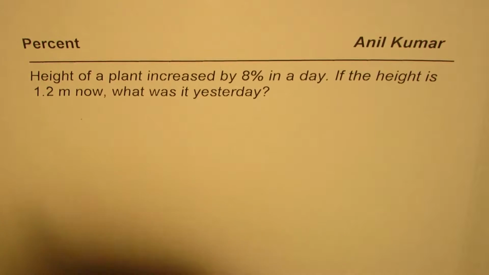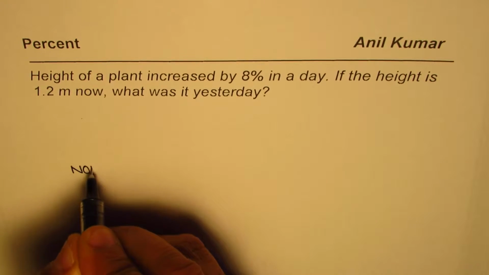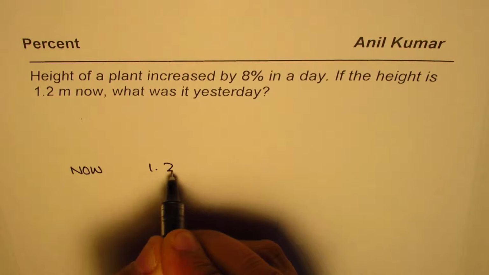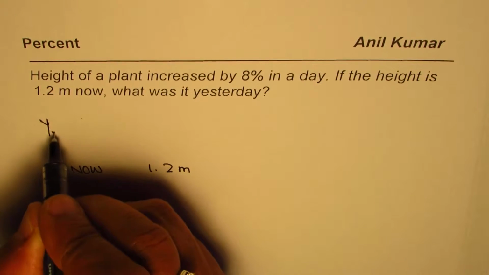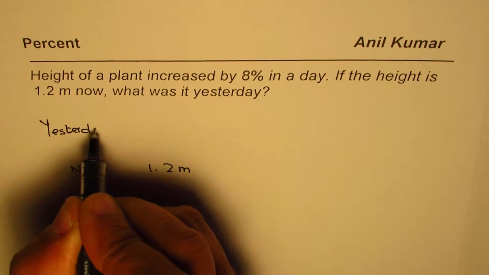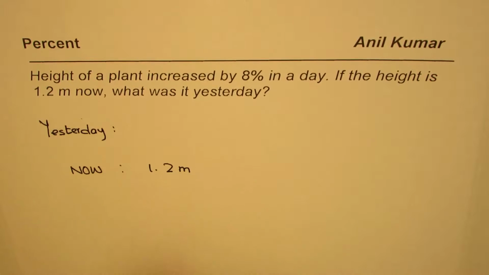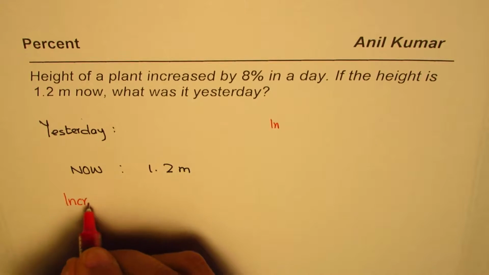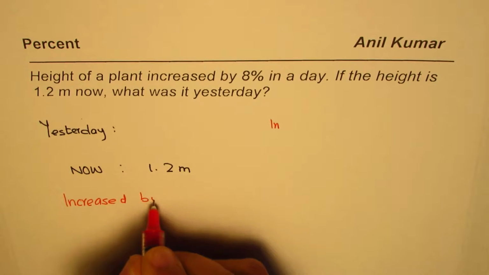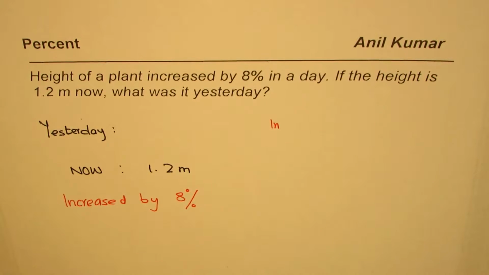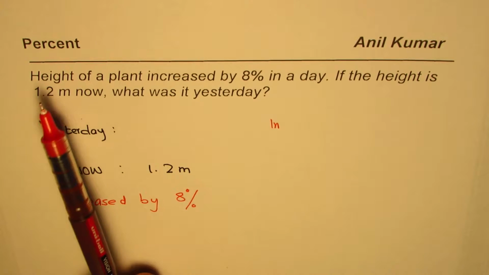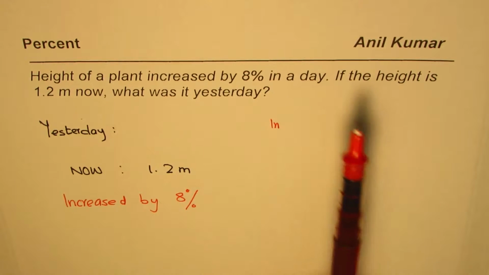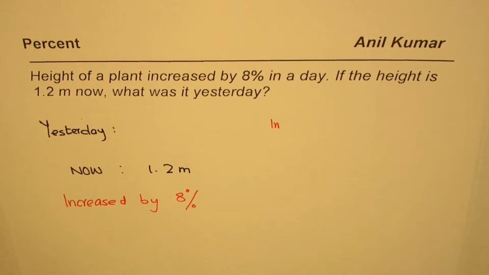How to solve such a question? Let me write here: now, it is 1.2 meters. We want to know what was it yesterday. We are saying increased by 8%. So that is the question: the height of a plant increased by 8% in a day. If the height is 1.2 meters now, what was it yesterday?